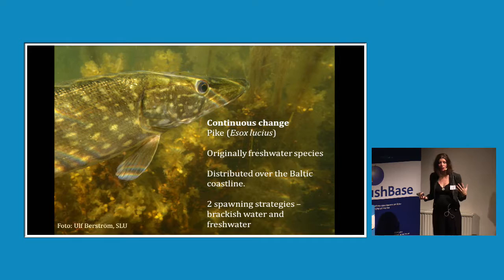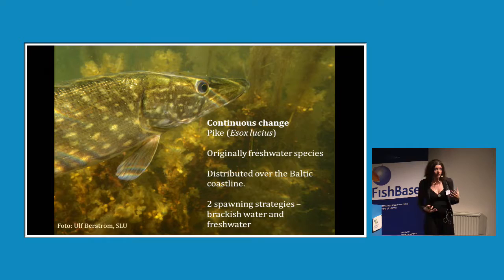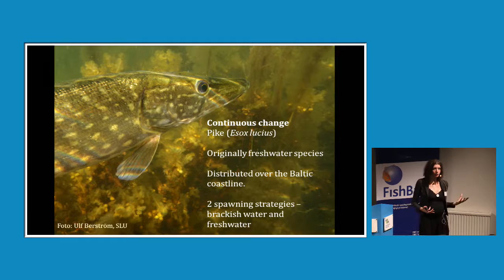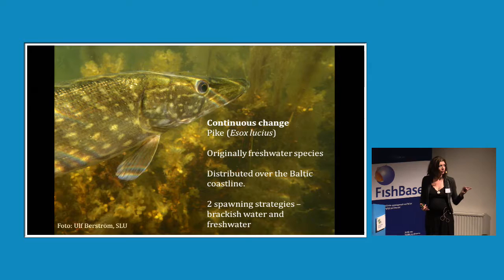And what is interesting in the Baltic Sea is that there are two spawning strategies for pike. One part of the population spends its entire life in the Baltic Sea. It spawns in the Baltic and it feeds in the Baltic. Whereas one part of the population feeds in the Baltic Sea, in the coastal waters, but in the spring, when it's time for spawning, they migrate up freshwater streams and spawn in freshwater. So in that sense, part of the population is very, very much like salmon. They behave like salmon.